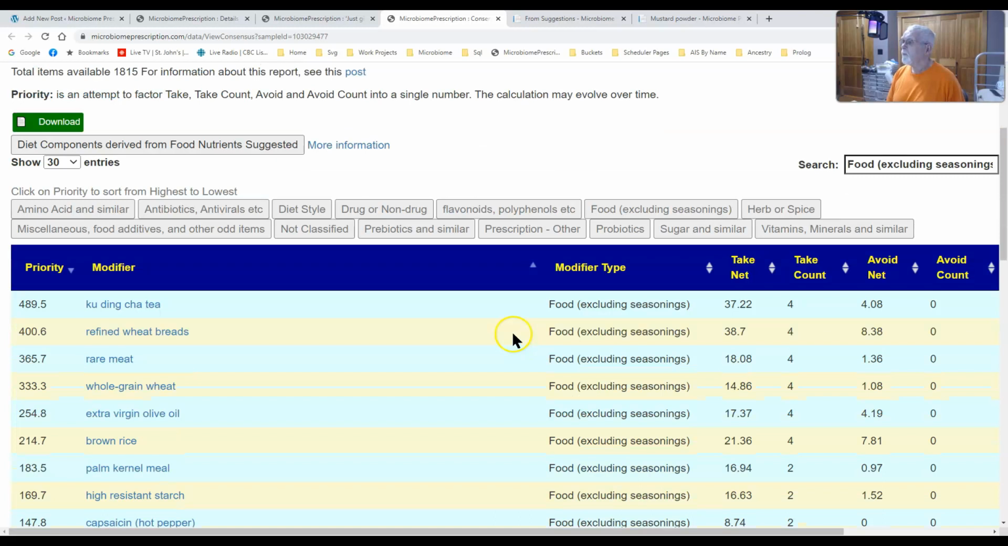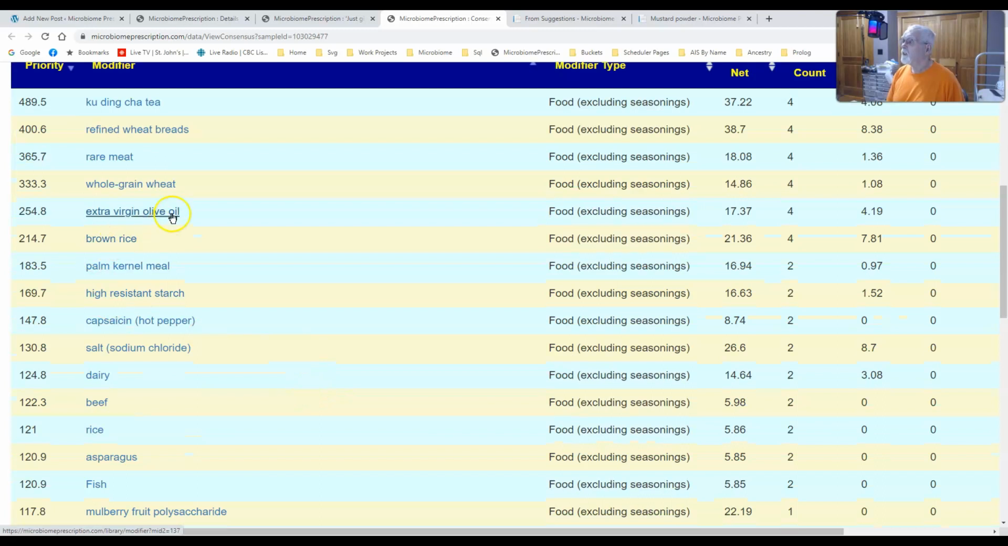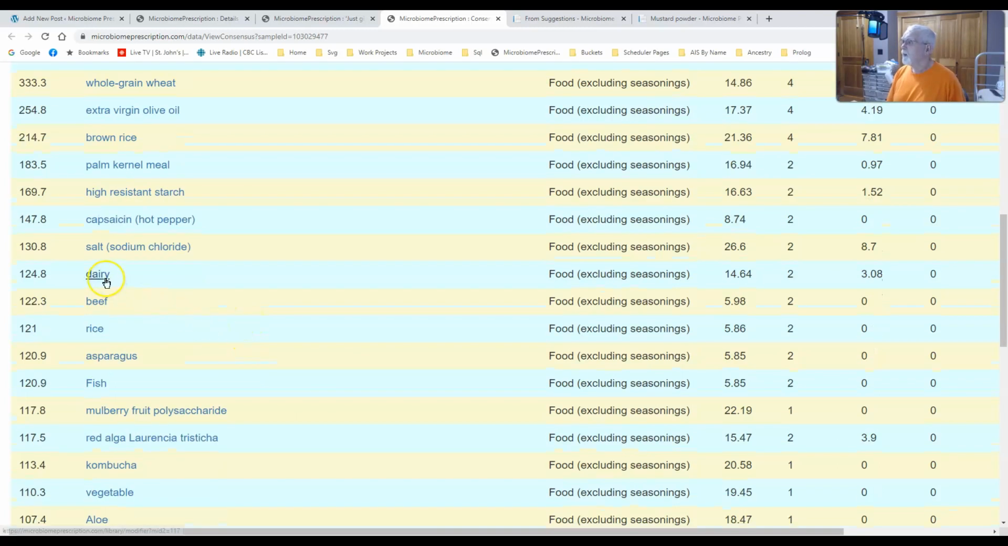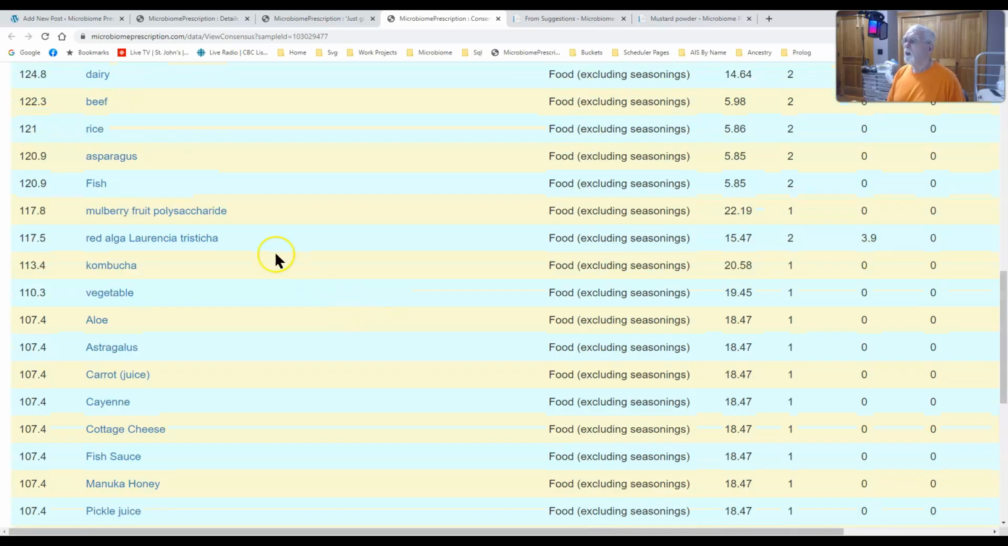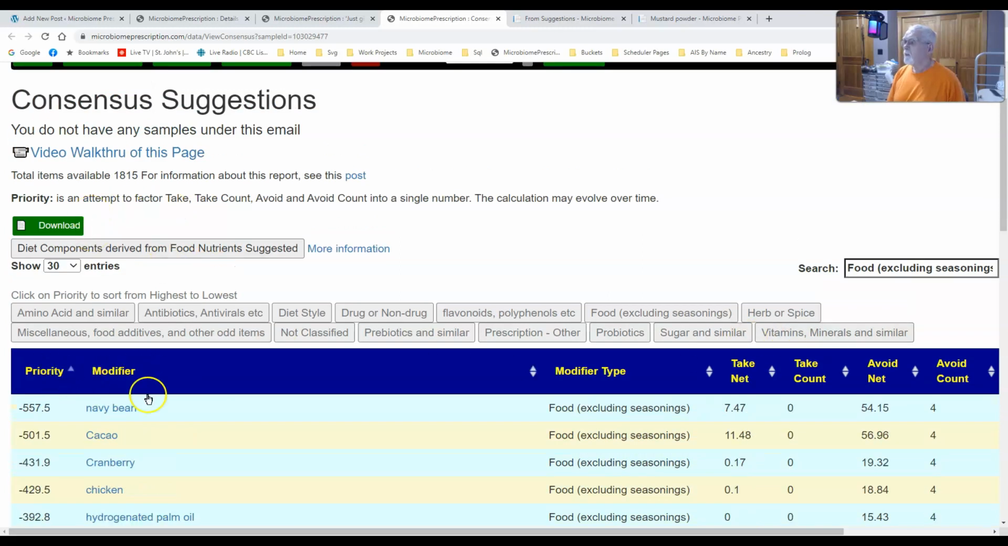Food, excluding a particular tea if you can get it. Brown rice, extra virgin olive oil. Rare meat, again keeping with the low fat. Palm kernel meal, high resistance starch. Hot peppers. Dairy, which again comes back to the sodium butyrate as being a suggestion. Beef, again, lean beef, not burger beef. And asparagus, and then fish.